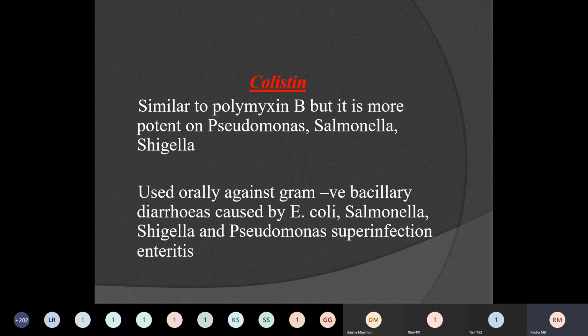Next is colistin. Its mechanism of action and spectrum of activity is quite similar to polymyxin B, but it is more potent on Pseudomonas, Salmonella, and Shigella. It is used orally for its local action in bacillary diarrhea caused by E. coli, Salmonella, Shigella, and also Pseudomonas enteritis.